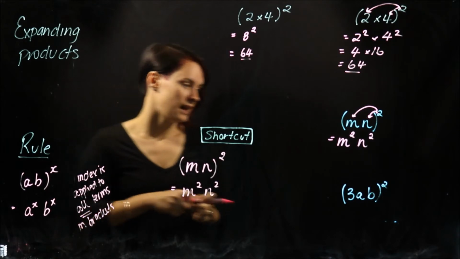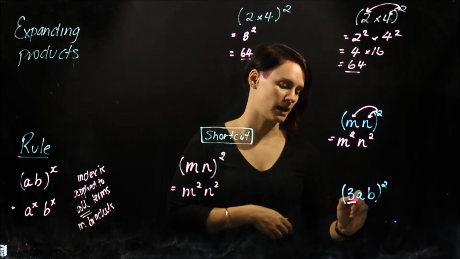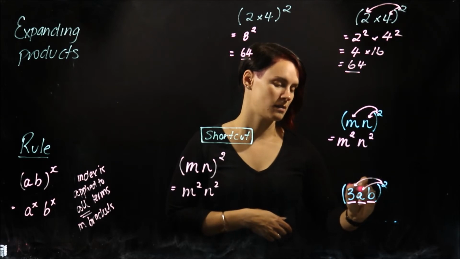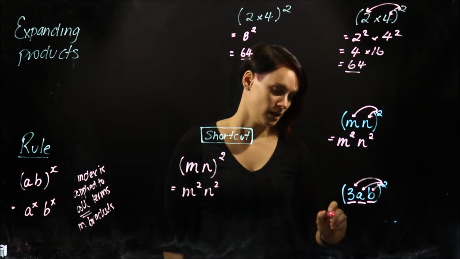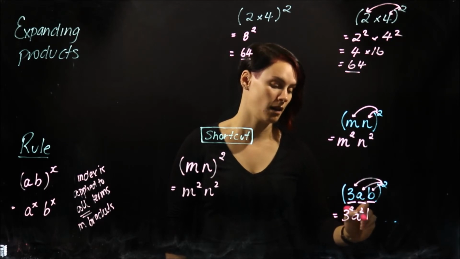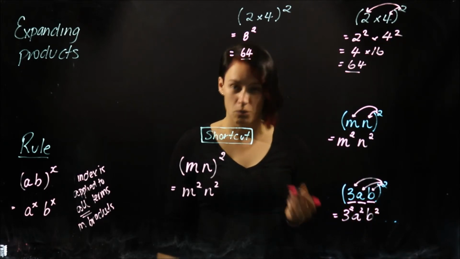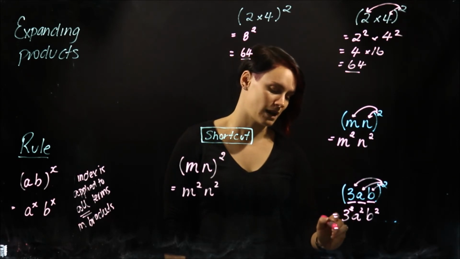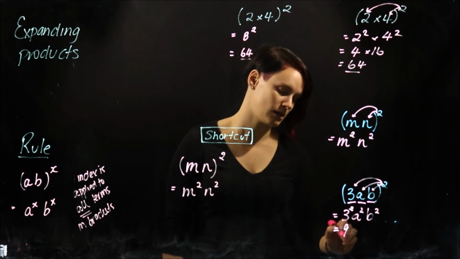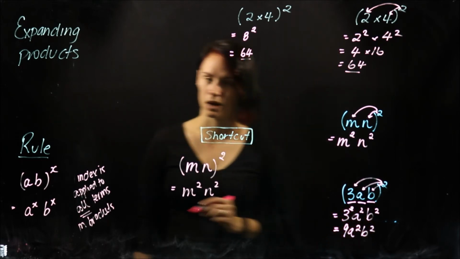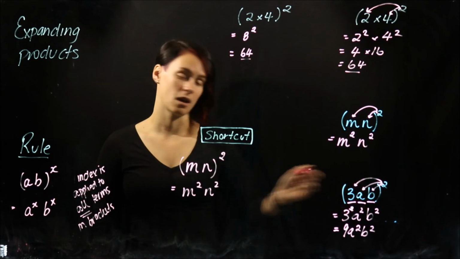In this case, we've got 3 terms inside the bracket, 3, a, and b, which means this 2 has to be applied to every single one of them. So we've got 3 squared, a squared, and b squared. Now it would be easy to leave it like that, but we do actually know how to solve 3 squared. So we can say 3 times 3 is 9, so our final answer is 9a squared b squared. We've applied it to all 3 terms in the bracket.